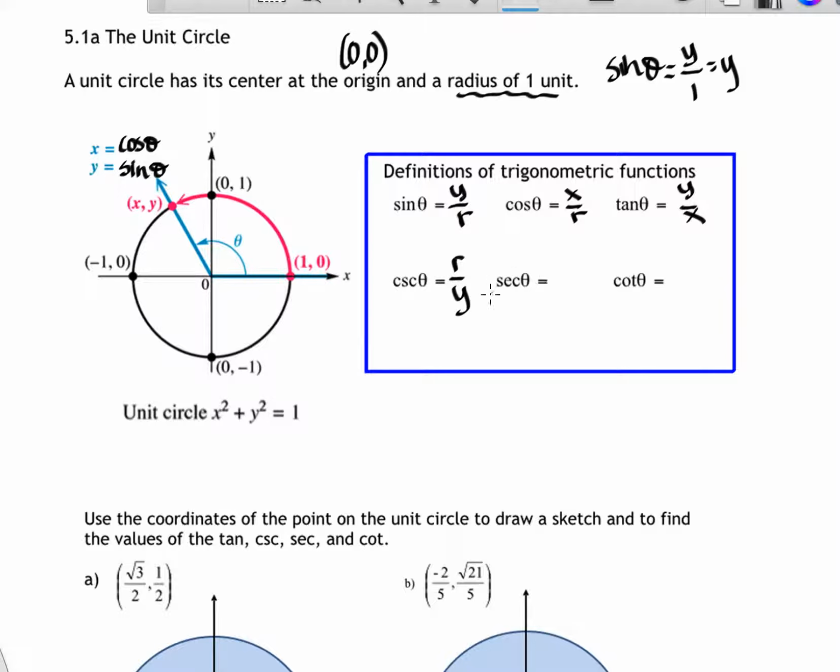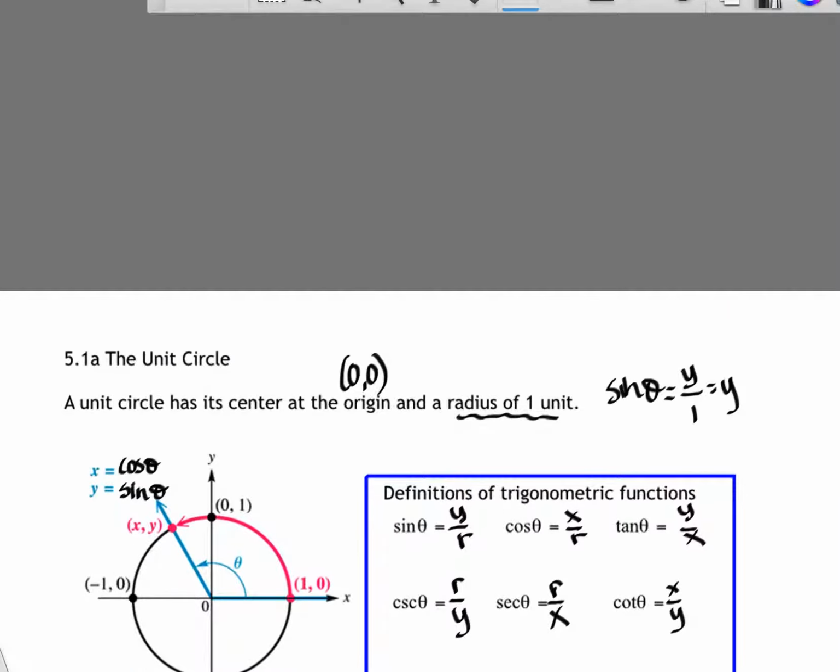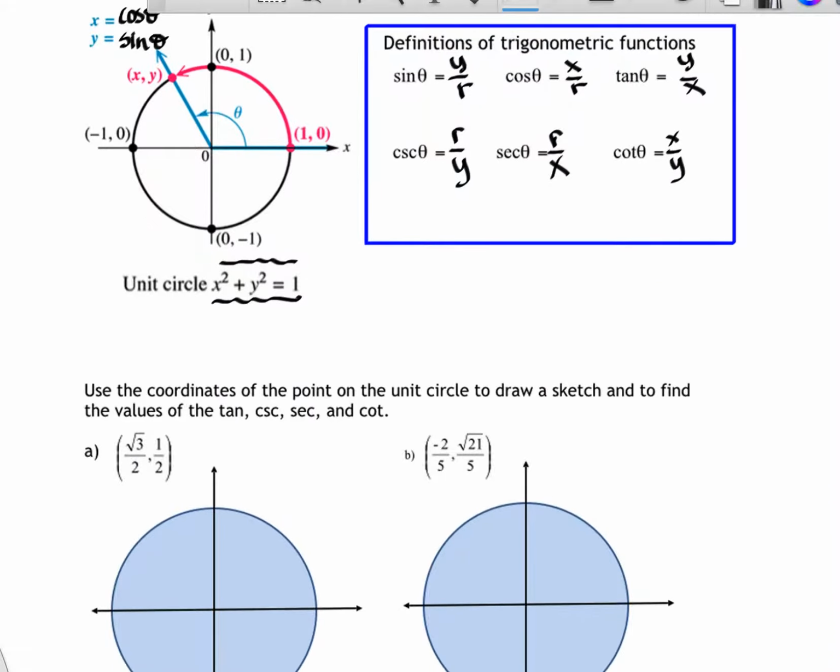Okay, and again, you could make this a 1 on the unit circle, and then here it would be r over x, and the cotangent would just be x over y. And so that is what this looks like if it was a unit circle. This is the equation of a unit circle, or the formula if you would like. We'll see that a little bit more in pre-calc.